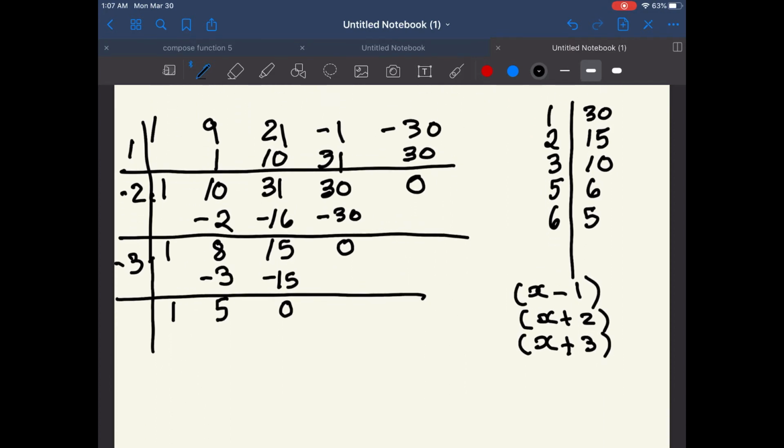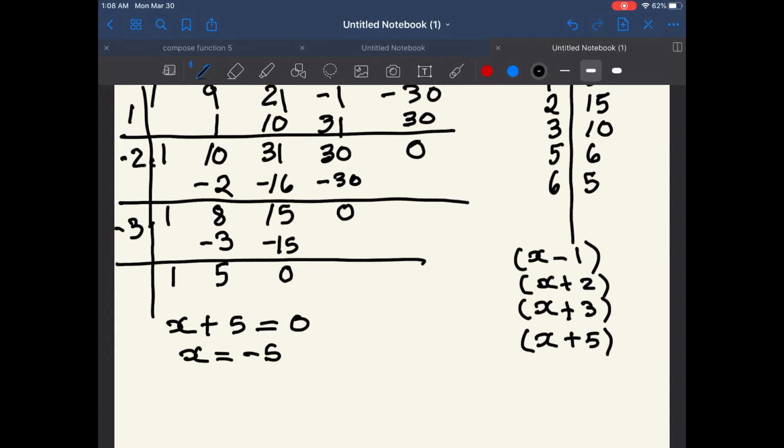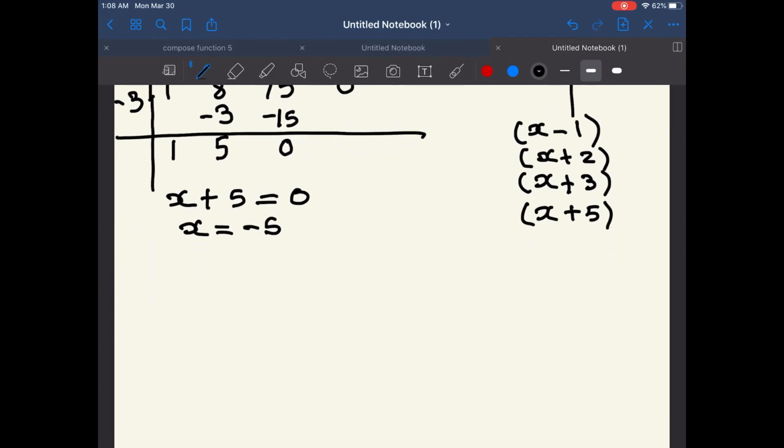And finally here, I have the equation x plus 5 equals 0, and another zero is x equals -5. Then my other factor is x plus 5. Now, finally, I have the factors x minus 1, x plus 2, x plus 3, and x plus 5.